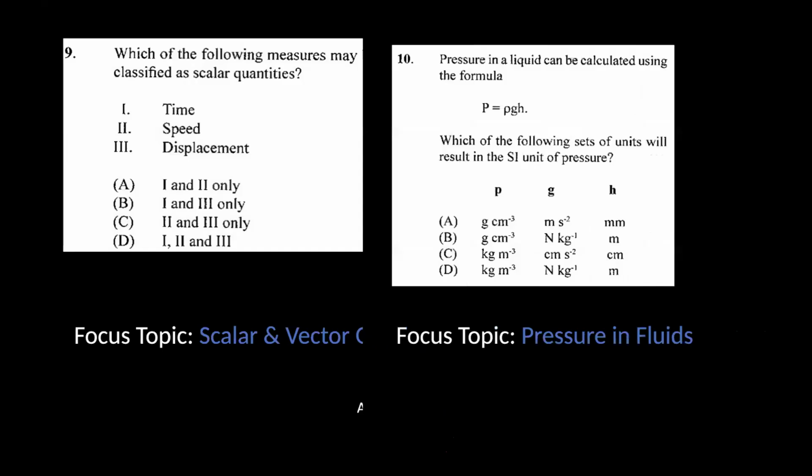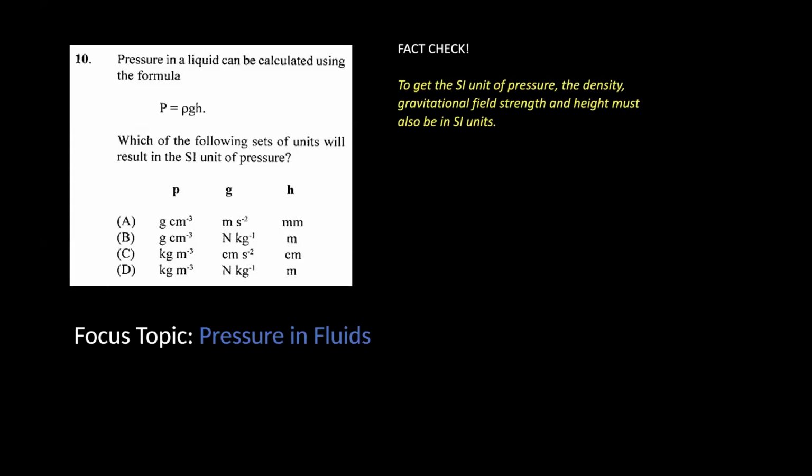For number 10, we have pressure in a liquid that we can calculate using the formula P equals rho, or density, times G times H. Now we are asked which sets of units will result in the SI unit of pressure. Now we need the density, the gravitational field strength, and the height to be in SI units as well. So based on what we know about the SI units, then our answer would be D. So we use the SI units for those three quantities.